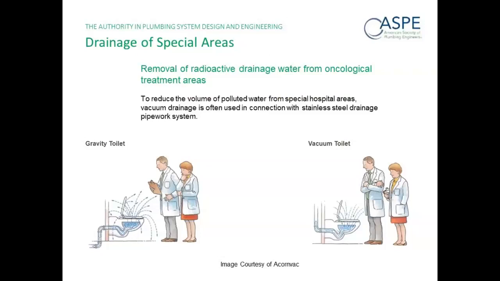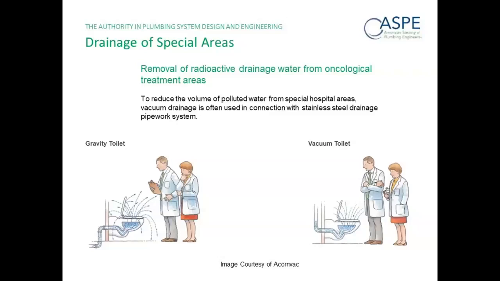And then there's other areas, such as radioactive drainage water from oncological treatment areas. So what you could do is actually extract that water. If somebody's going through radiation therapy, again, we talked about that shedding process. Any problem you have is going to be discharged from your body. So if you have that problem, you can actually pull that through a vacuum system to a central disposal point where it's not intermingling with something that's going back to municipal.